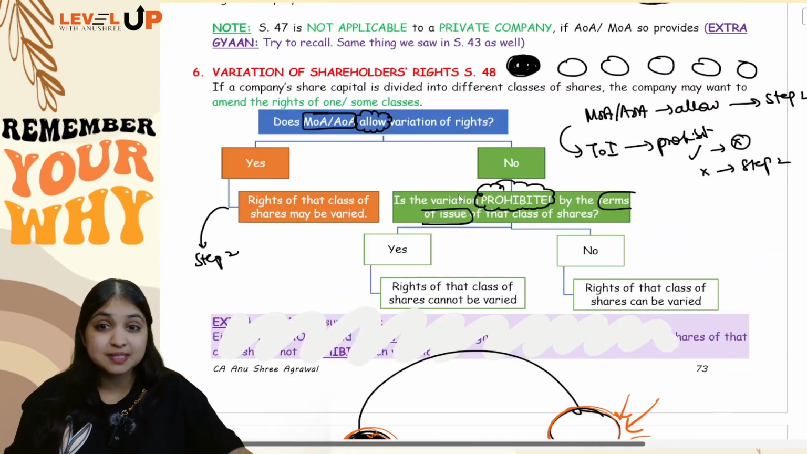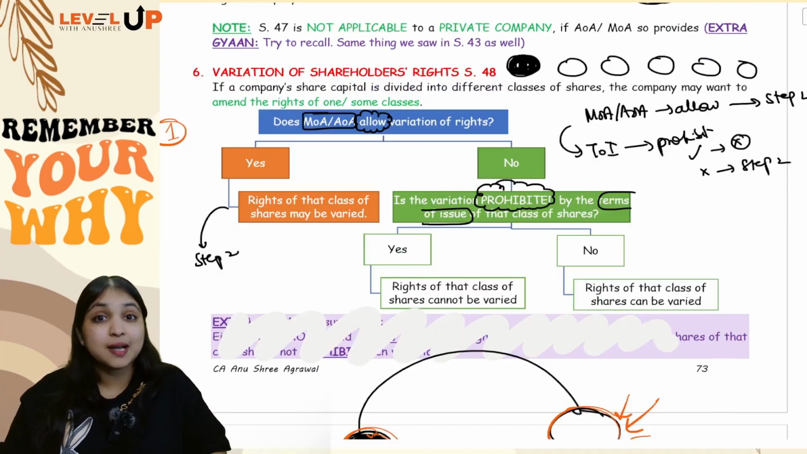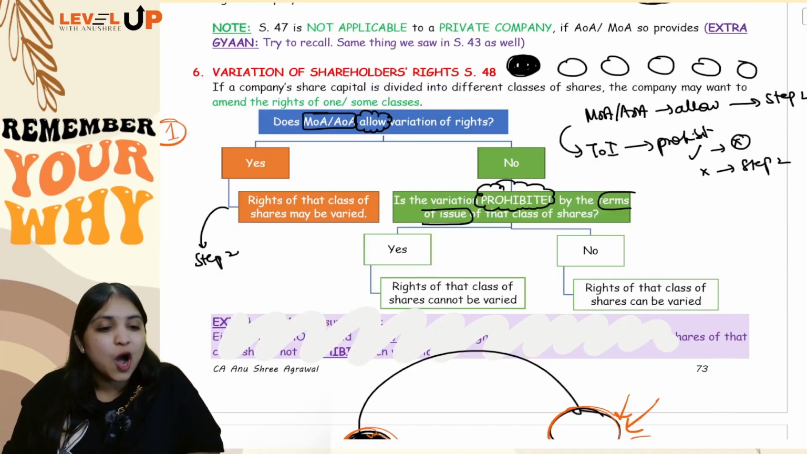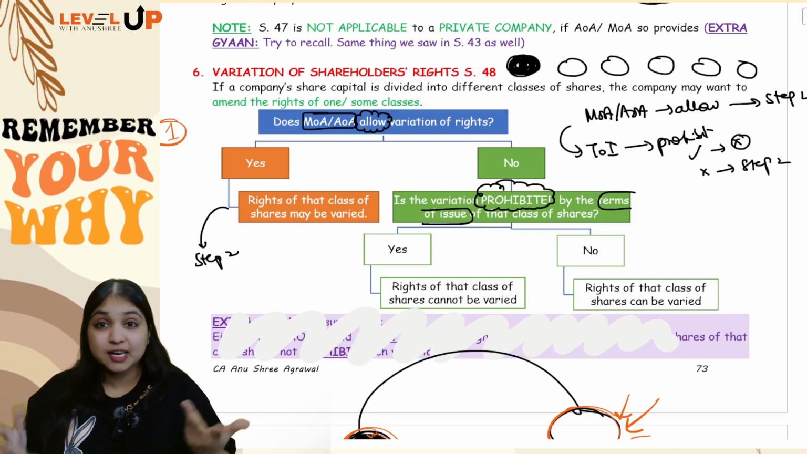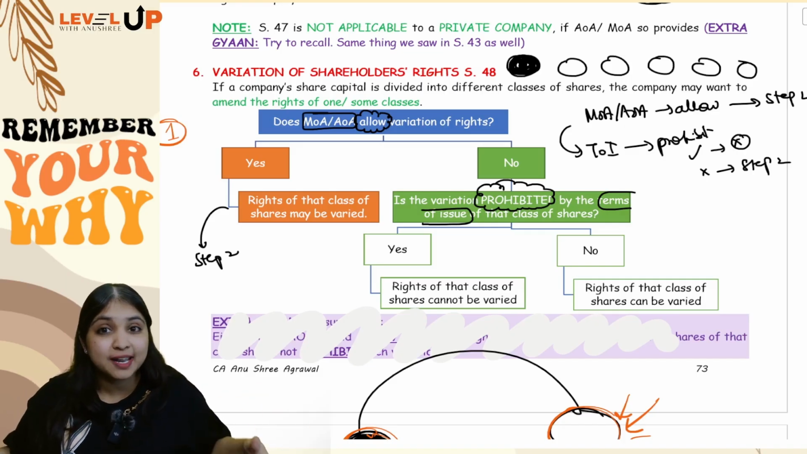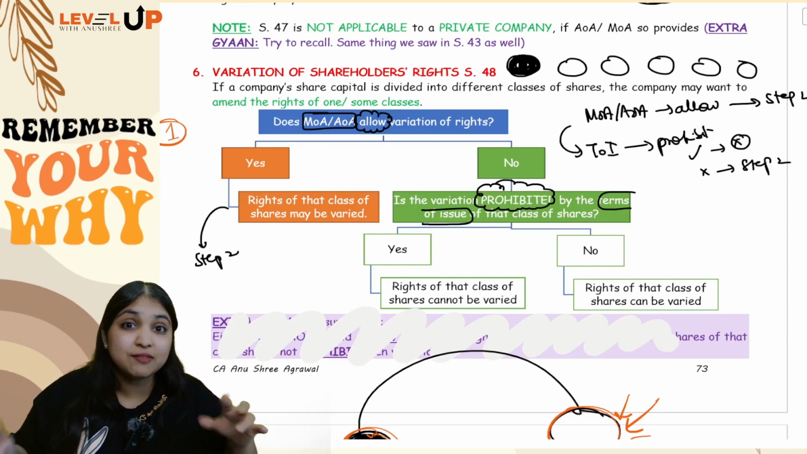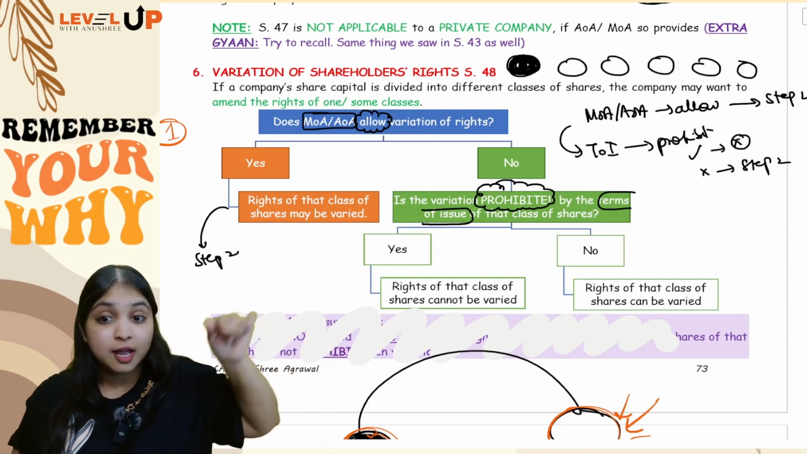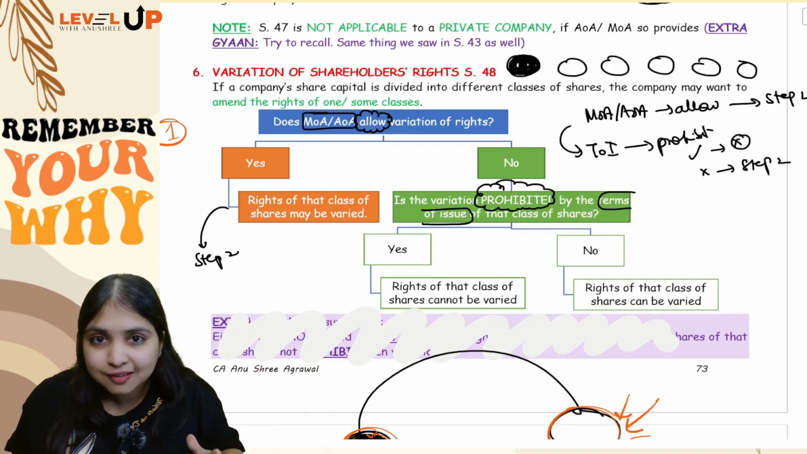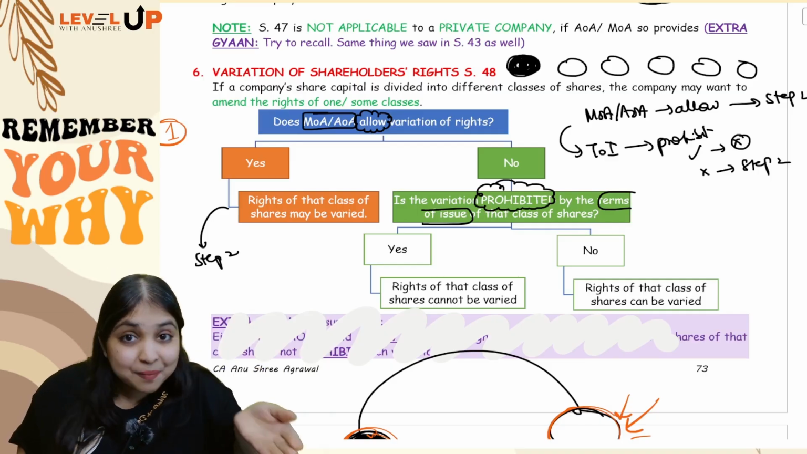So this was section 48. Section 48, remember the steps? First of all, we have to check whether the company has the right to vary or not. How will we check that? We'll check in the MOA and AOA, does it allow variation? If it allows variation, great, the company will go ahead and vary. But if it doesn't allow variation, we will not lose hope. We will look at the terms of issue, does it prohibit variation? If it prohibits variation, company, you can't vary. If it doesn't prohibit variation, company, you can vary.